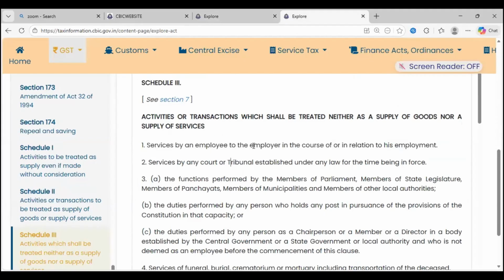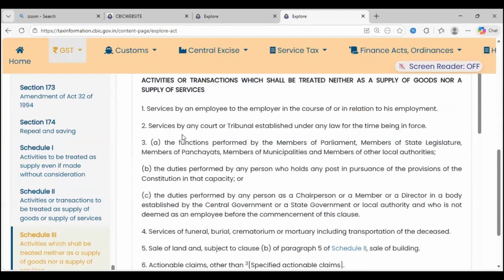Services by an employee to the employer in relation to employment. This is Schedule 3. That means not goods, not services, and it does not get considered for aggregate turnover. Services by any court or tribunal established under law. When courts and tribunals give services, like when we pay court fee or tribunal fee when I file an application, such as a 1,000 rupees registrar fee or 5,000 registrar fee, those elements they say are not a service.